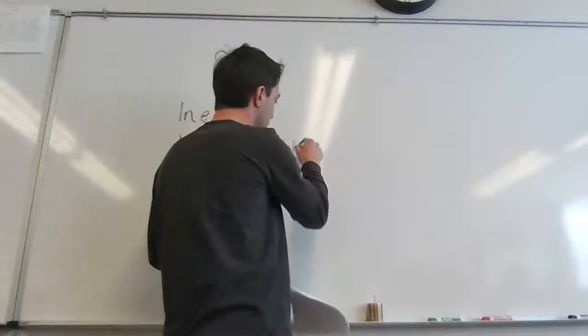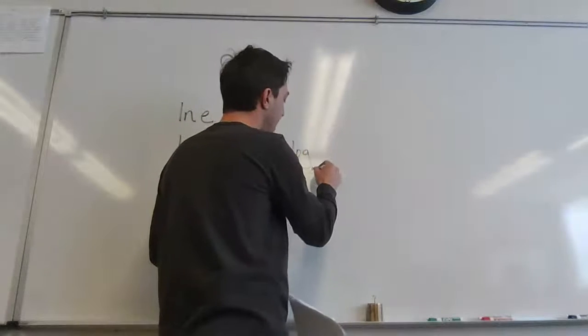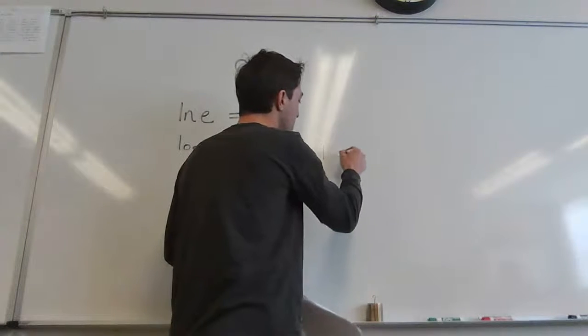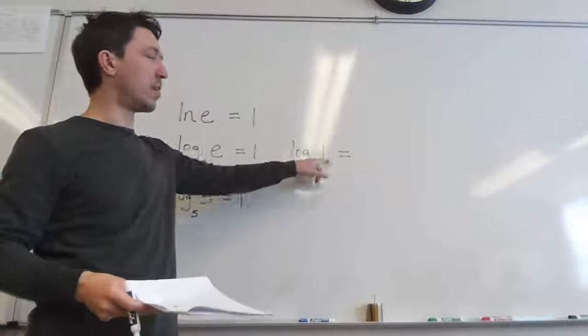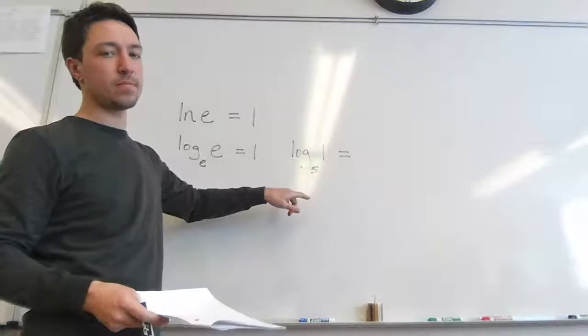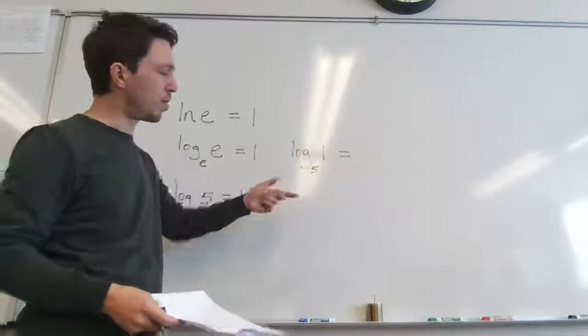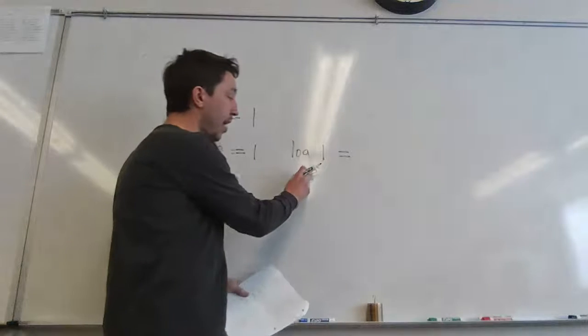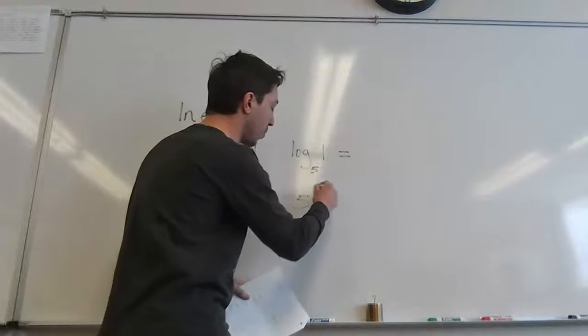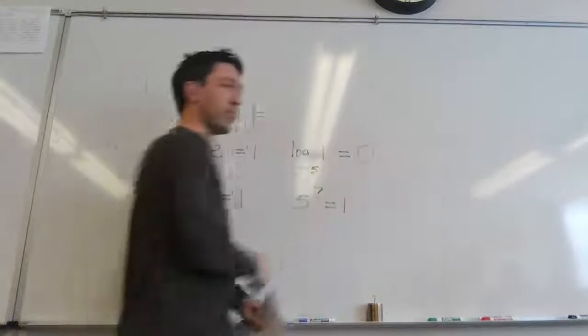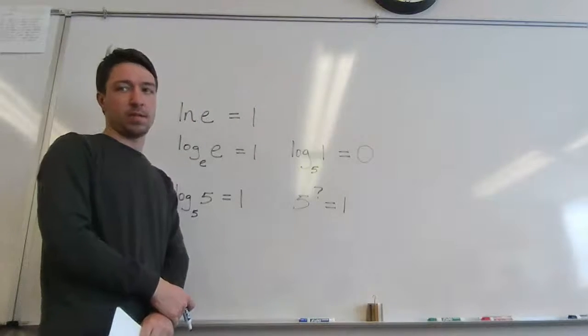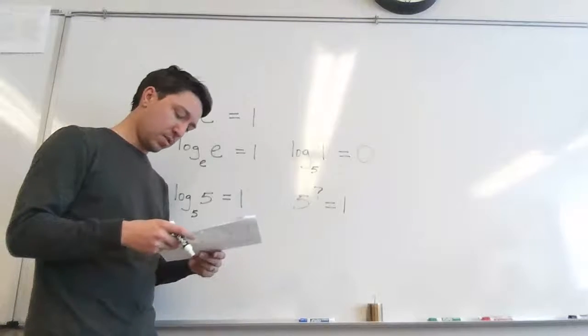How about, what if I did log base 5 of 1 though? So the way you answer these is you go, log base 5 of 1, who knows the answer? 0. Why is it 0? Because you're asking 5 to what power would give me 1? Well, 5 to the 0 power makes 1. You guys feel all right about that?